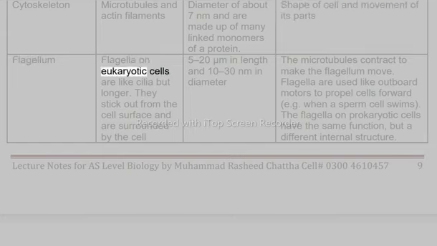Flagellum. Flagella on eukaryotic cells are like cilia but longer. They stick out from the cell surface and are surrounded by the cell membrane. 5 to 20 micrometers in length and 10 to 30 nanometers in diameter. The microtubules contract to make the flagella move. Flagella are used like outboard motors to propel cells forward, e.g. when a sperm cell swims. The flagella on prokaryotic cells have the same function, but a different internal structure.